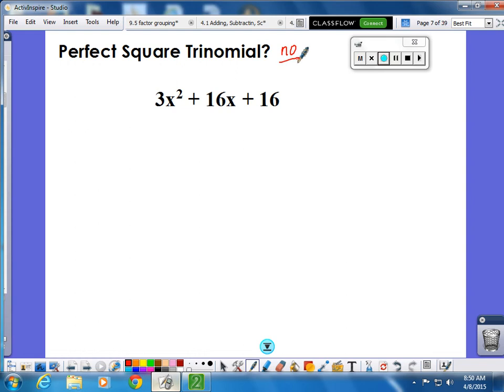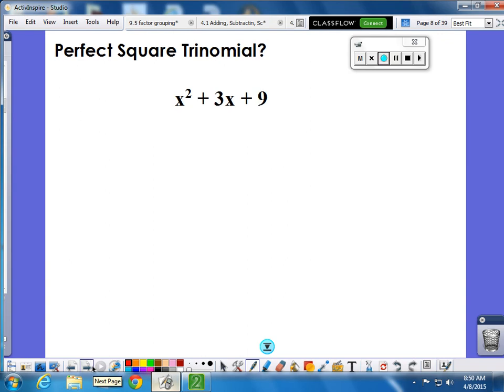If it will factor with trial and error, bottoms up, we'll do it that way. If not, we'll call it prime and use the quadratic formula. Okay, so for right now, let's just say it's not a perfect square trinomial. First of all, because of that 3.